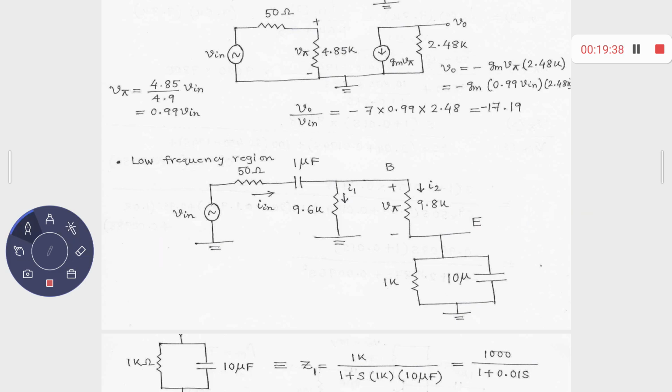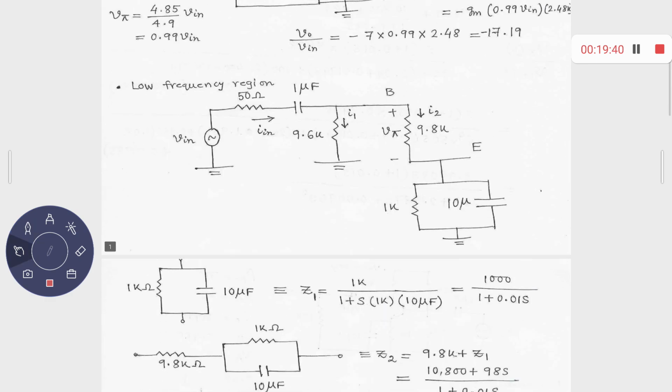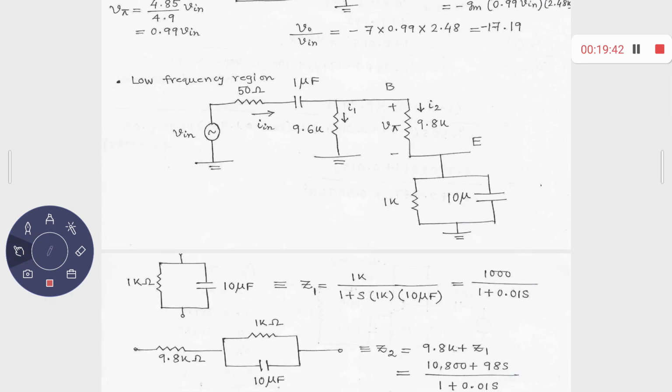Okay, so fine. So now what you have is 1K and 10 micro in parallel. These two are in parallel. This is an impedance. What is that impedance? You can simply calculate R upon 1 plus SRC. You have one capacitor, and you have already studied this in your circuit theory course. You have this resistance R and this capacitor C in parallel. What will be the equivalent impedance? This is nothing but R by 1 plus SRC. So it is coming out to be 1000 by 1 plus 0.01 S. That is your Z1.